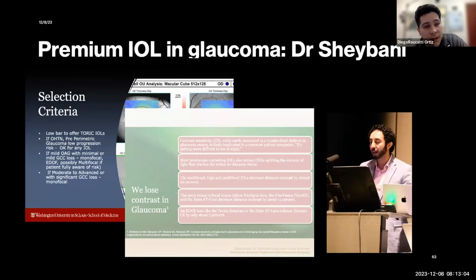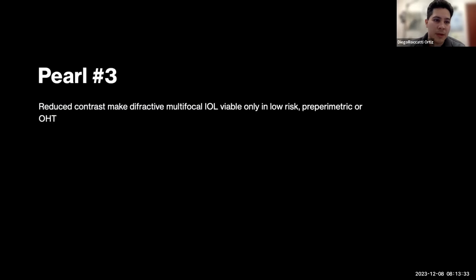If the patient has an open angle with minimal or mild ganglion cell loss, then Dr. Shibani considers using monofocal, EDOF, and even might consider multifocal only if the patient is fully aware of the risk and really wishes to proceed. And if the patient has even moderate or advanced glaucoma, then it's a definite no, and he would not go for a multifocal lens. So in summary, pearl number 3 would be reduced contrast makes diffractive multifocal IOL viable only in low risk, preperimetric, or ocular hypertension. And that would be it.